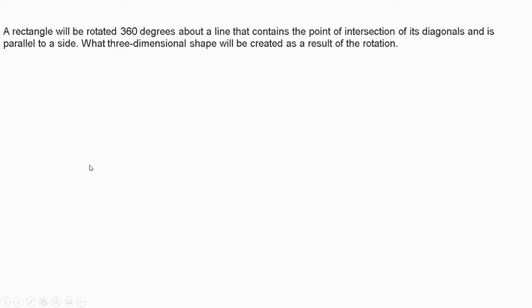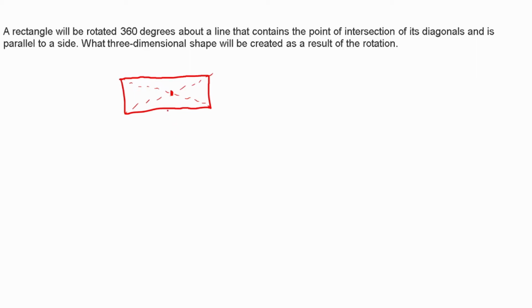That one was easy. Next up, this is a rectangle that will be rotated 360 degrees about a line that contains a point of intersection of its diagonals. Whoa. And is parallel to the side. What is the three-dimensional shape that will be created as a result? So let's draw out our picture. We have our rectangle. Our diagonals look like this. The point is in the middle here.